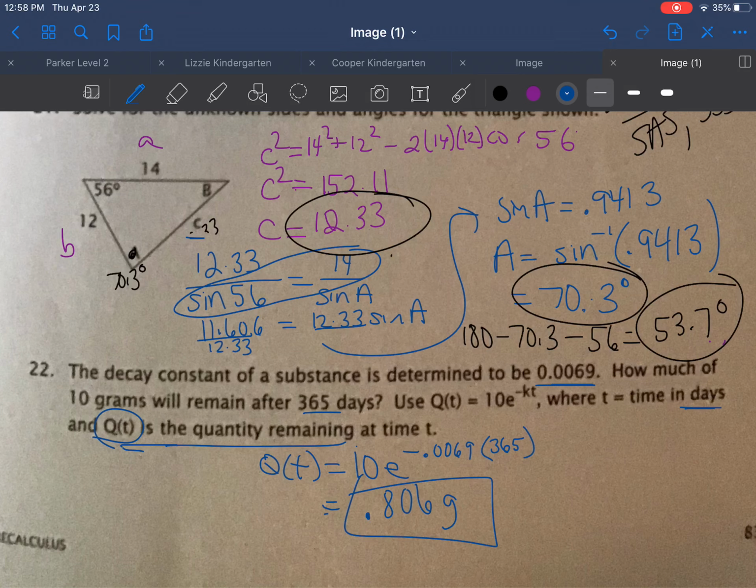So that means there is less than 1 gram of the substance. There's 0.806 grams of the substance remaining after all this time.